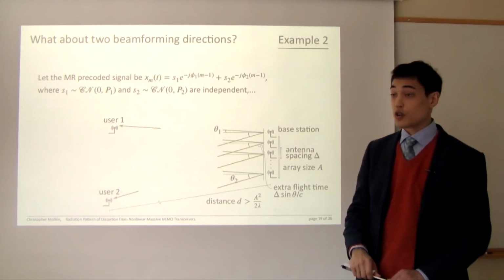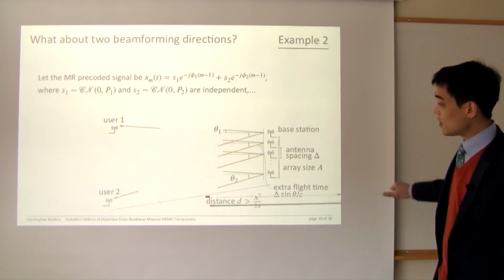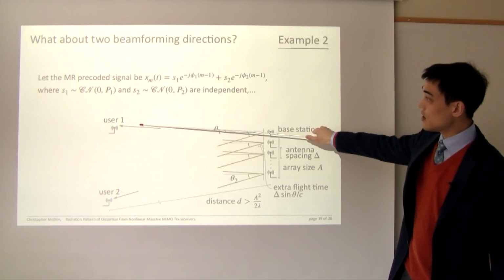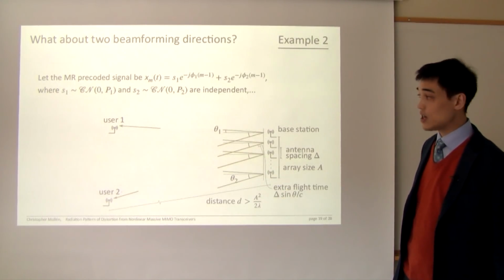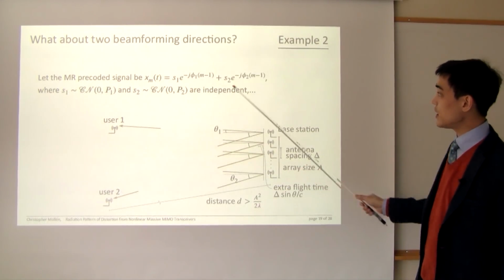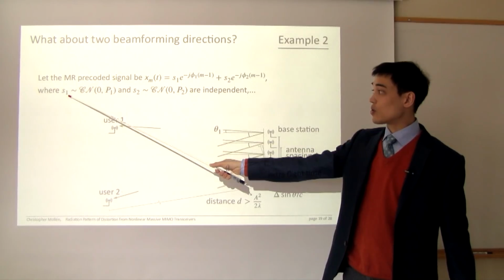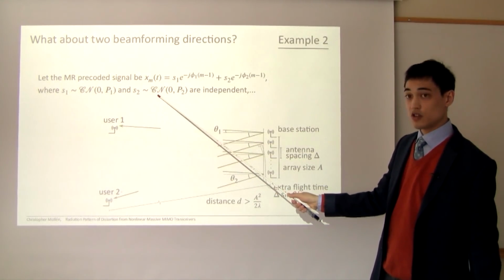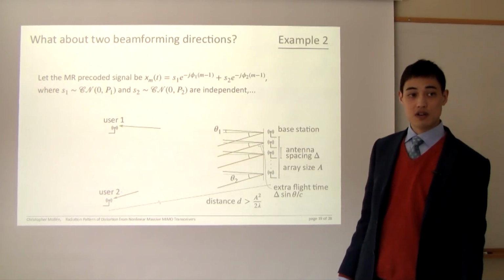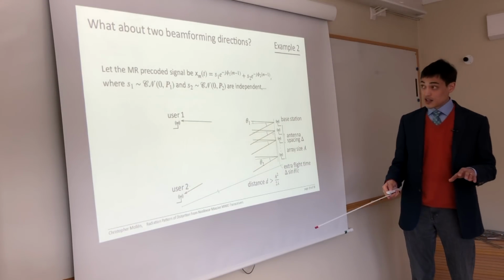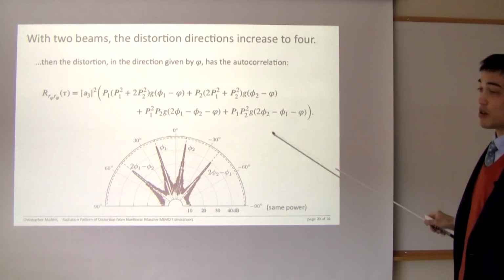Now let's look at the second example, where we have multiple beamforming directions. Imagine that we now have 2 users at different angles, and that we use maximum ratio precoding to transmit 2 different symbols to these users. Then the transmit signal at antenna M will be given by this expression here. And again, we will assume that the symbols to user 1 and user 2 are complex normal, circularly symmetric, random variables with different powers. And in this case, the autocorrelation or the cross-correlation of this distortion will be given by this expression here.